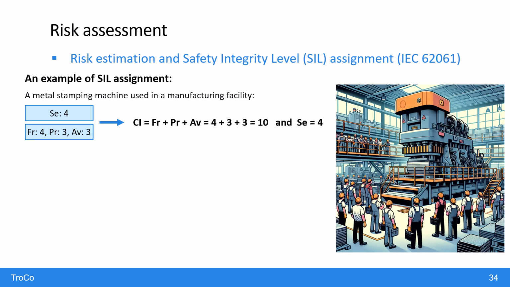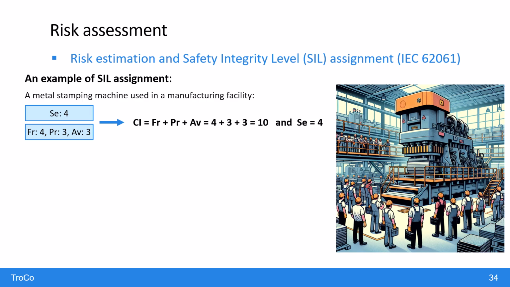Example of SIL assignment for a SIF. Consider a metal stamping machine in a manufacturing facility with a risk of crush injuries. Severity, SE, is 4. Fatal or serious injuries, including potential loss of limb. Frequency, FR, is 4. Frequent or continuous exposure to the hazard. The operator is regularly in the danger zone during normal operation.